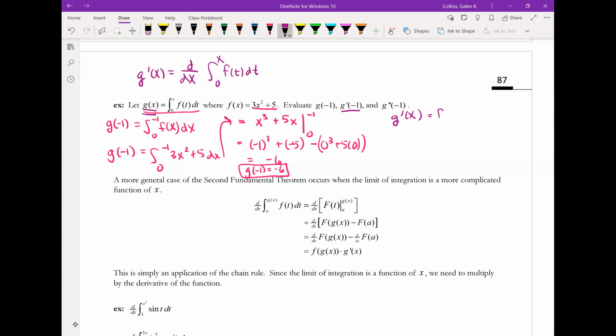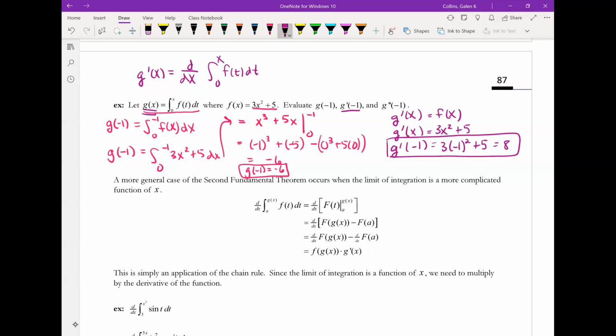So we get f of x. It's that easy. So g prime of x, in this case we could say, is 3x squared plus 5. Therefore, g prime of -1 is 3 times -1 squared plus 5. So that is what? 3 plus 5, 8.